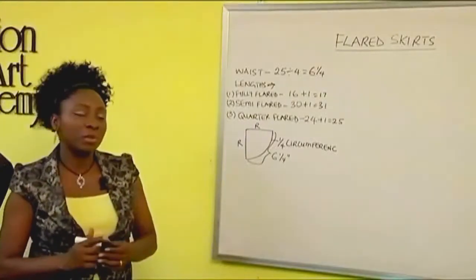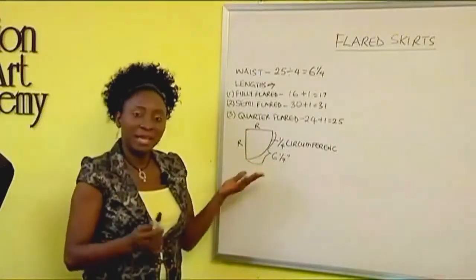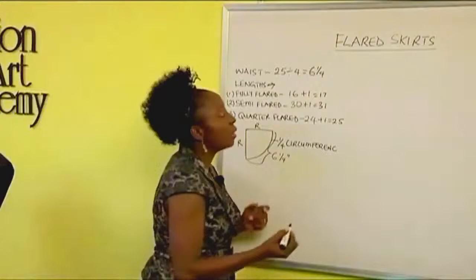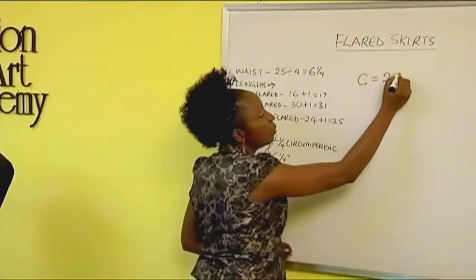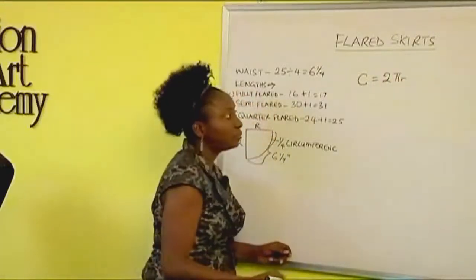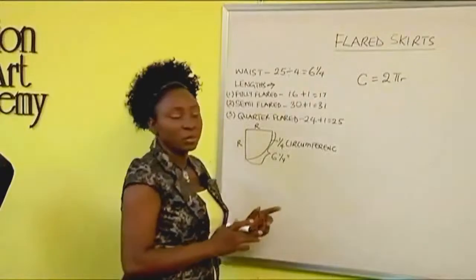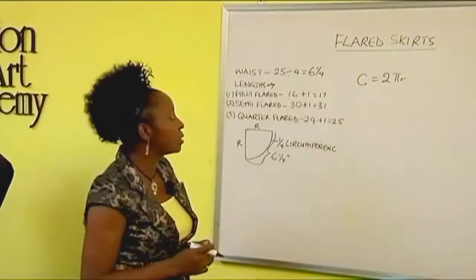Now, the first thing we need to know is, what is the equation for finding the radius? And that's very simple. It's just the same that we use to calculate the circumference, and that will give us C equals 2 pi r. As simple as that. Now, what we're going to do is to try and work this out as much as possible before we arrive at the answer.